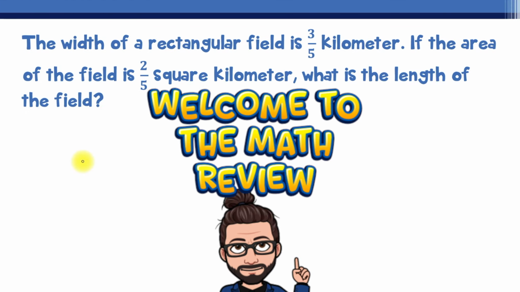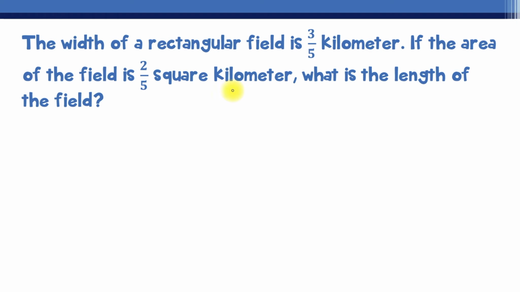So this question says, the width of a rectangular field is 3/5 of a kilometer. If the area of the field is 2/5 of a square kilometer, what is the length of the field?